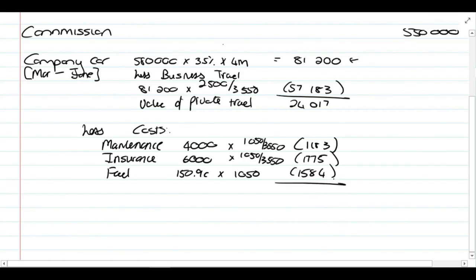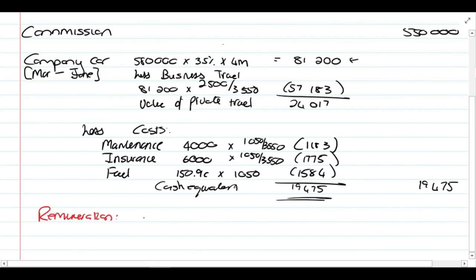1584. Right, and we deduct all of this from the value of private travel, and this will give us our cash equivalent, which is the value of the fringe benefit. Now at the same time, I want you to also calculate the remuneration value here. This will just save you a little bit of time later.